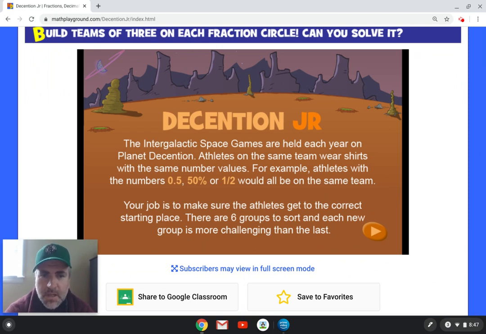The intergalactic space games are held each year on planet Dissension. Athletes on the same team wear shirts with the same number values. For example, athletes with the numbers 5/10, 50%, and one half would all be on the same team. Your job is to make sure that the athletes get the correct starting place. There are 6 groups to sort, and each new group is more challenging than the last. So let's give it a shot.